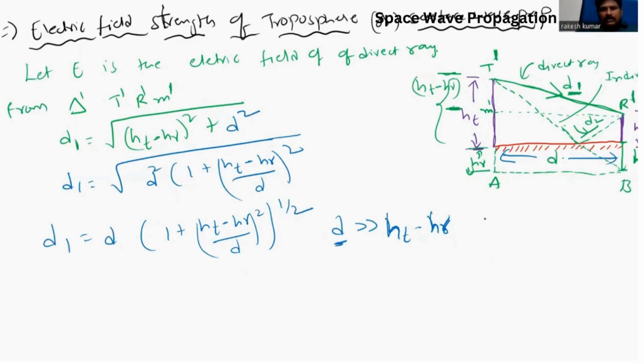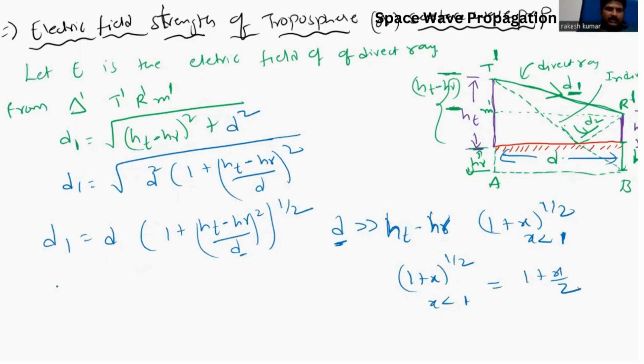So if I consider this equation as (1 plus X) whole power 1 by 2, since D is very, very much greater than HT, here the value of X is less than 1. So what is the expansion for this? (1 plus X) power 1 by 2, when the value of X is less than 1, is equal to 1 plus X by 2. So D1 is equal to D into (1 plus, what is the value of X? X value is (HT minus HR by D) whole square) into 1 by 2. So this is the value of D1.